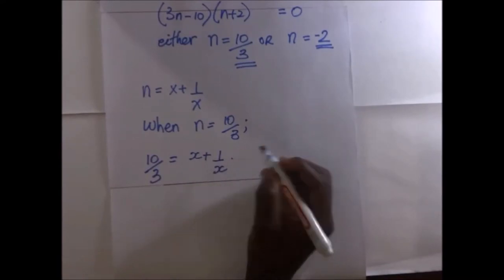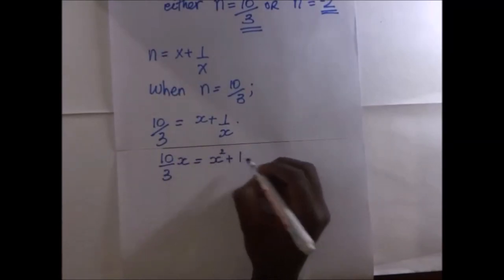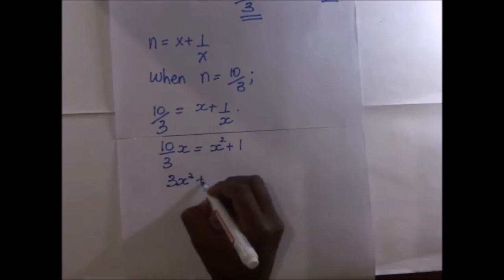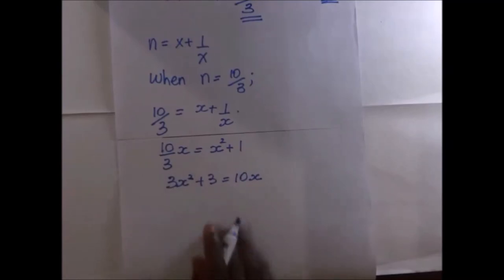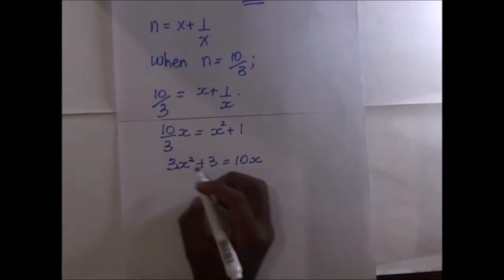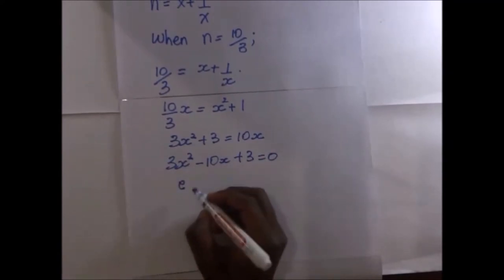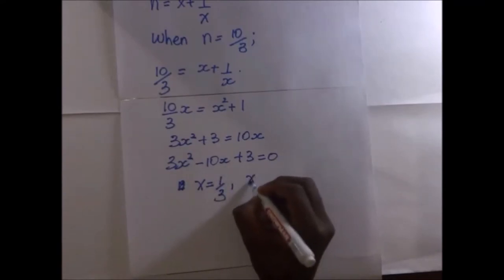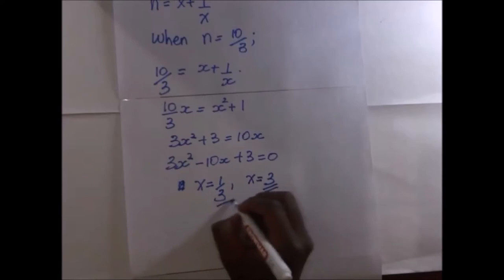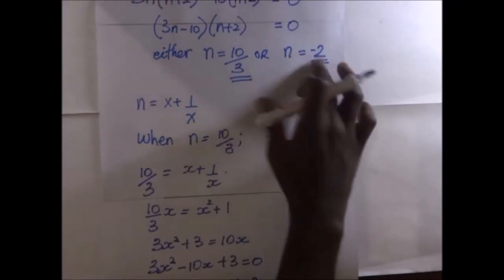So we solve for the value of x. We multiply 3 throughout and we make it a flat equation and reorganize it and get that. We end up with a quadratic equation here. Solving this quadratic equation is going to give us x. x will either be a third or x is going to give us 3. That is when the value of n is 10 over 3. What about when the value of n is negative 2?